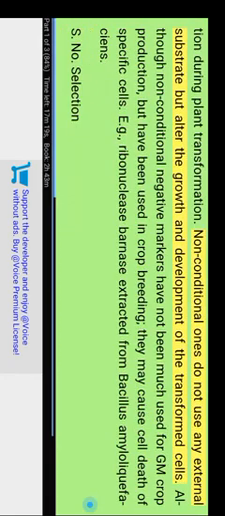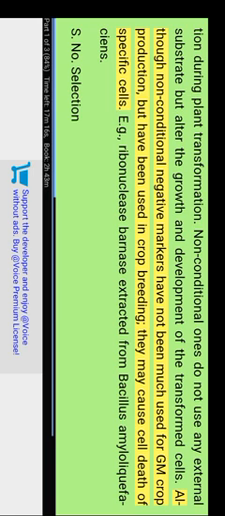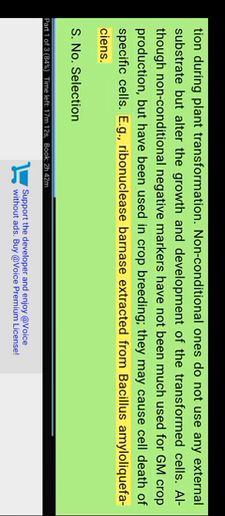Non-conditional ones do not use any external substrate but alter the growth and development of the transformed cells. Although non-conditional negative markers have not been much used for GM crop production, they have been used in crop breeding, as they may cause cell death of specific cells. E.g., ribonuclease barnase extracted from Bacillus amyloliquefaciens.